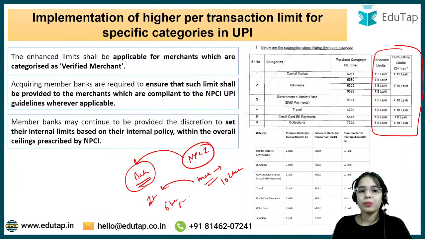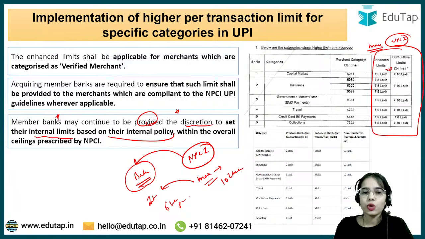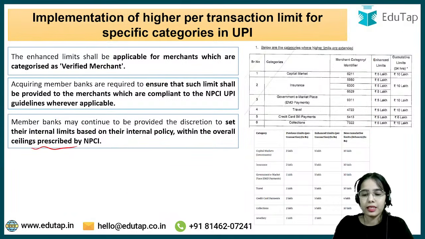So member banks may continue to be provided the discretion to set their internal limits. The maximum limits have been notified by the NPCI, and the limit cannot be more than this, but the member banks can decide their own limit on the basis of their internal policy, below the maximum limit. They can set their internal limits based on their internal policy within the overall ceilings prescribed by the NPCI. So the overall ceiling has been prescribed by the NPCI, and the banks can decide their internal limits under that maximum limit.